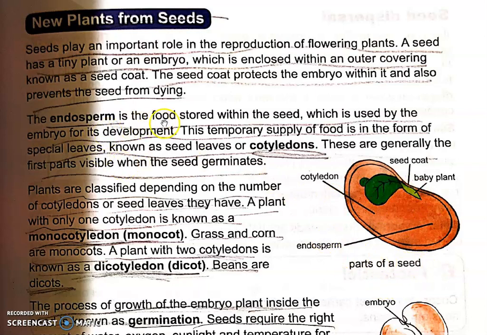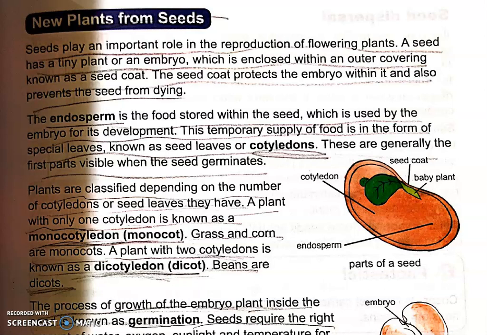The endosperm is the food stored within the seed, which is used by the embryo for its development. Like how you need food to grow and to nourish yourself, the embryo, the baby plant, also needs food. So this food is stored in the endosperm. This temporary supply of food is in the form of special leaves known as seed leaves or cotyledons. Sorry, it is pronounced as cotyledon. So the special leaves are known as cotyledons.